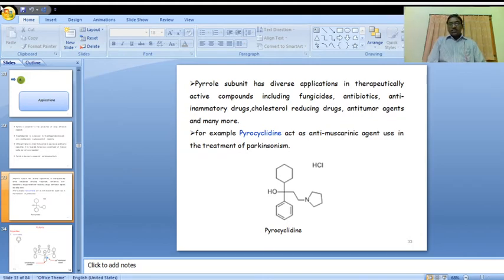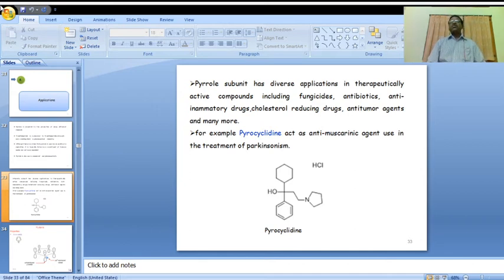For example, procyclidine. It's a pyrrolidine ring containing compound. Procyclidine is used in the treatment of Parkinson's disease. These are the major applications of pyrrole.